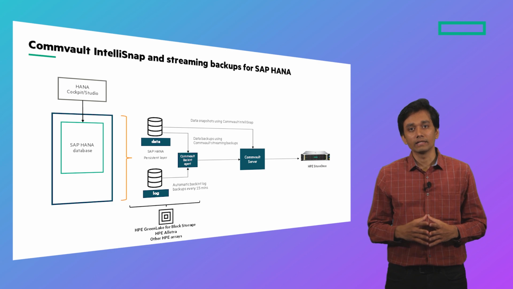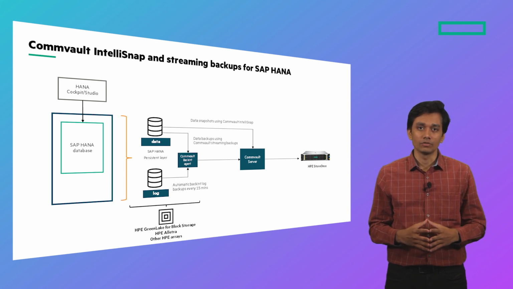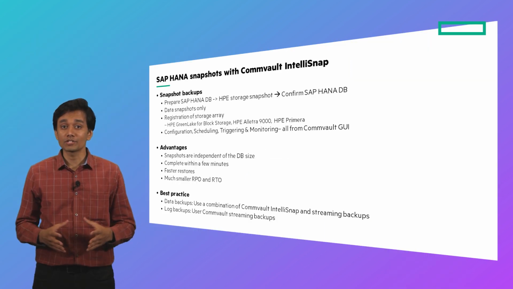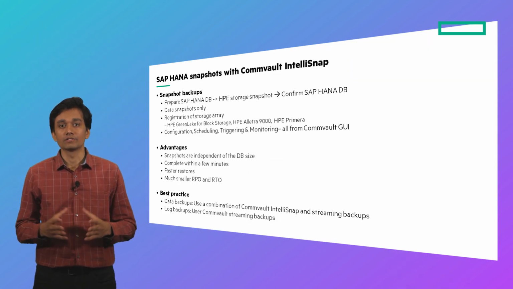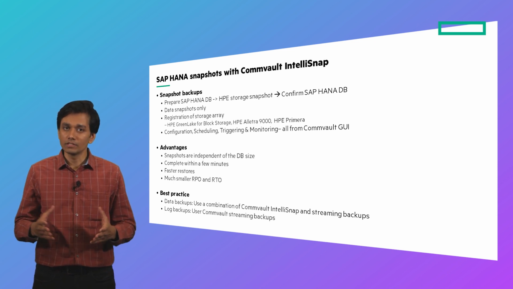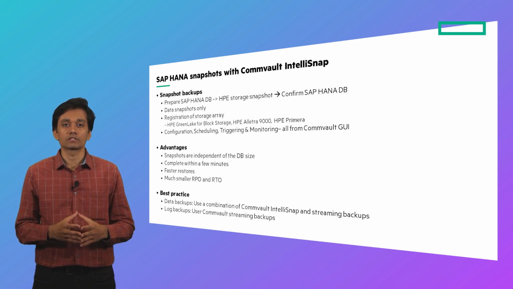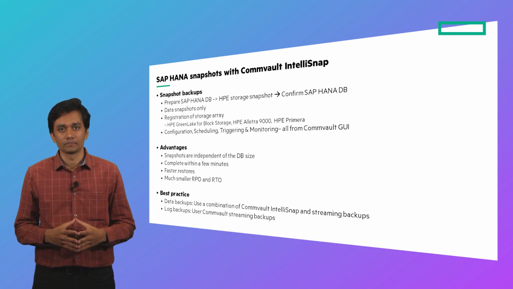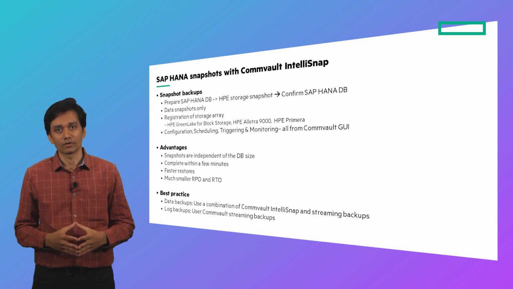On one hand, it integrates with SAP HANA to achieve application consistency, and on the other hand, it integrates with HPE GreenLake for block storage to take storage snapshots. Application consistency in SAP HANA is achieved using the prepare and confirm statements. In between these two steps, Commvault instructs the underlying storage array to take a snapshot of the data volume. This creates a successful entry in the SAP HANA backup catalog.